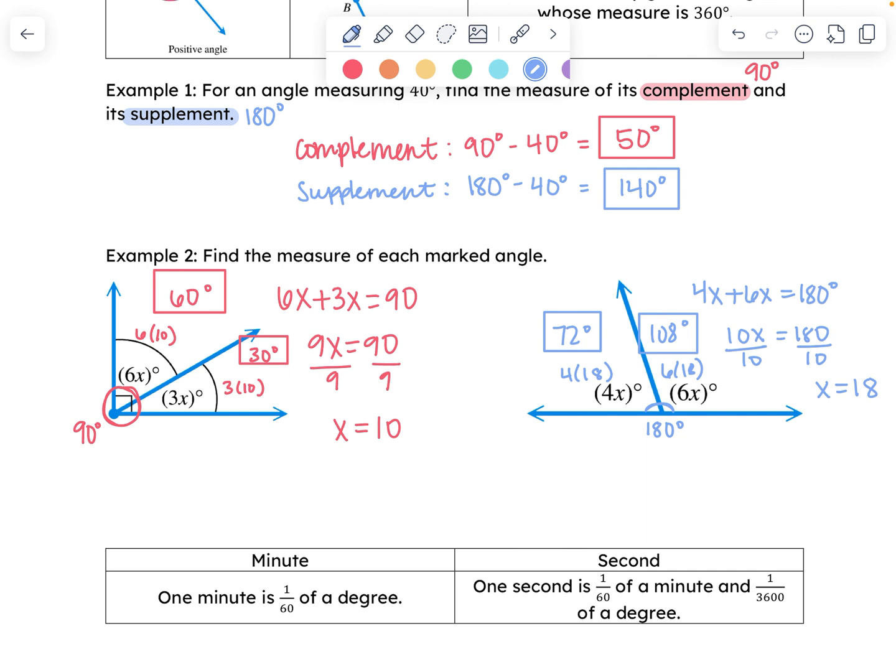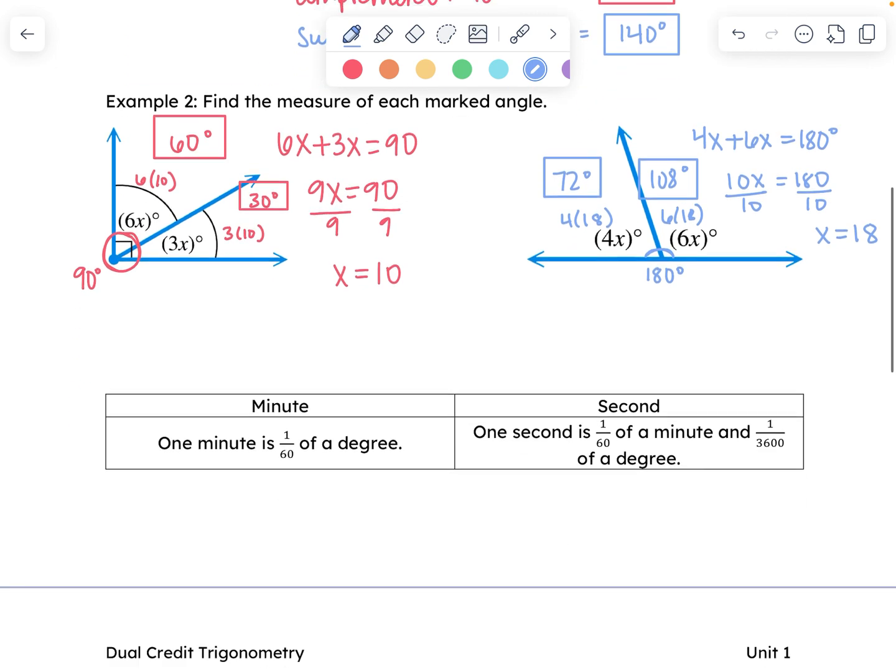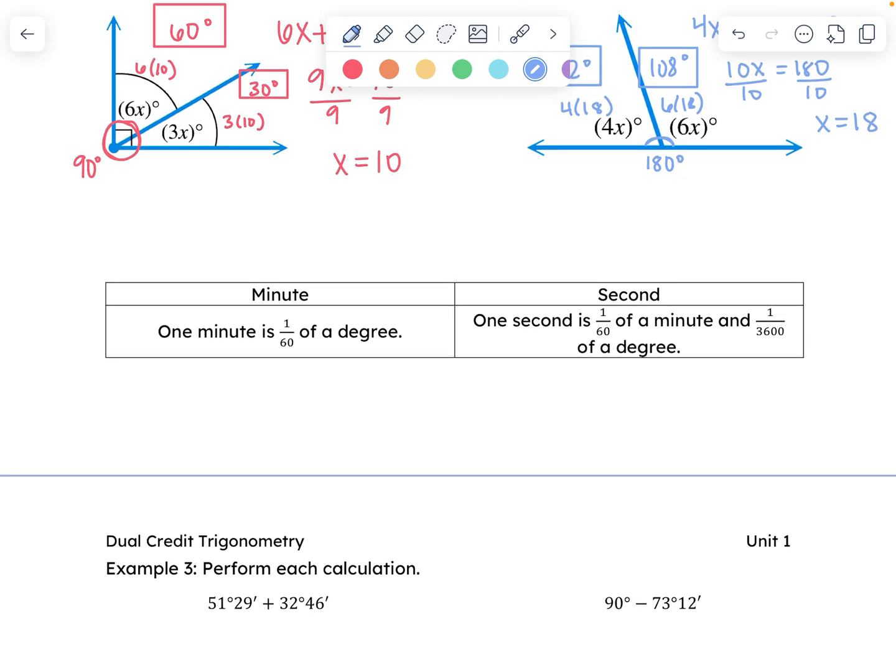What might be new is that measuring degrees doesn't just have to be in decimals or whole numbers. So like here we had all whole number answers, but you could have had a decimal like 60.5 or 30.78 or something like that. We can also measure our degrees using minutes and seconds. So a minute is 1/60th of a degree, and a second is 1/60th of a minute, and 1/3600th of a degree. So if you think about minutes and seconds and how we talk about time, that makes sense because there's 60 minutes in an hour and there's 60 seconds in a minute.